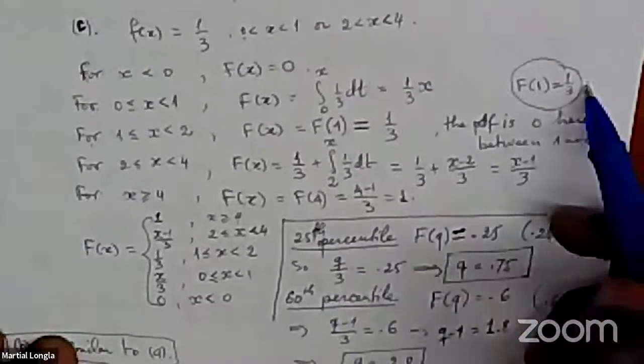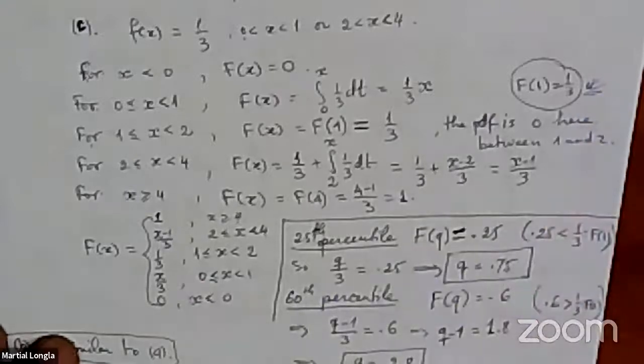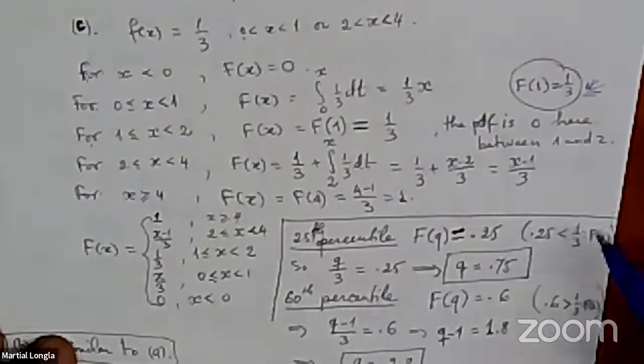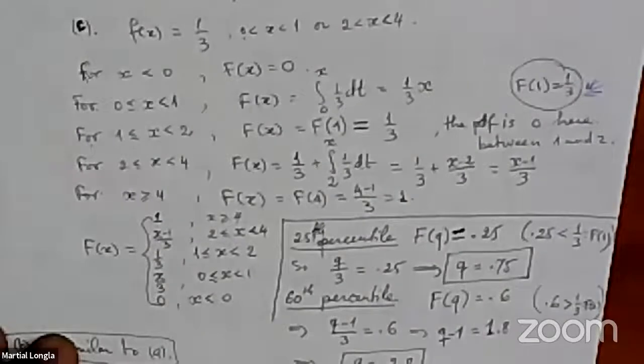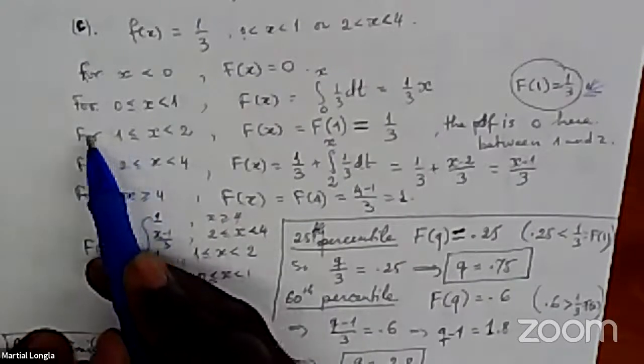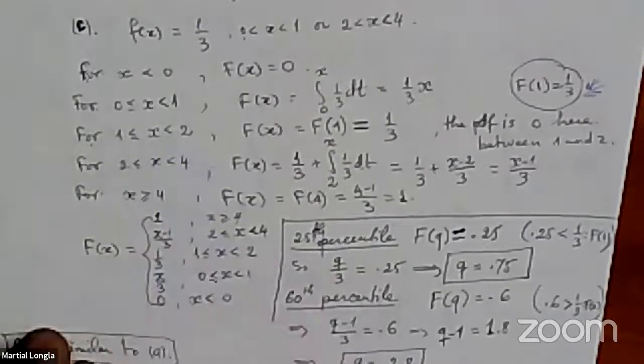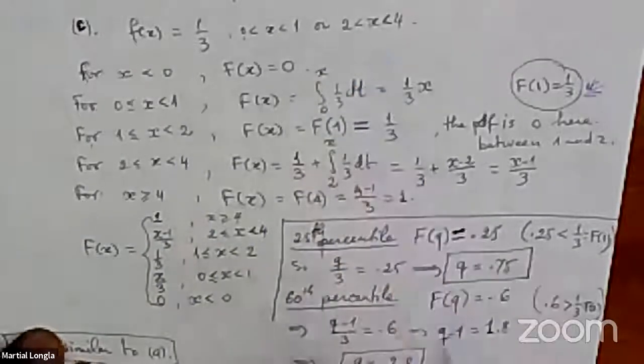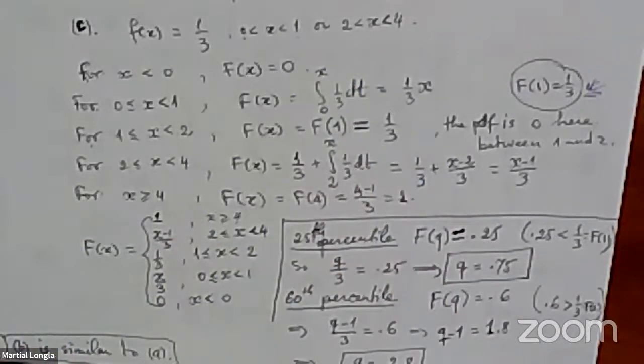Now I check. This is what I was telling you about. At that very point of intersection, capital F is 1/3, F of 1. Then from 1 to 2, what happens? Between 1 and 2, the density is how much? 0. The density is 0 between 1 and 2.